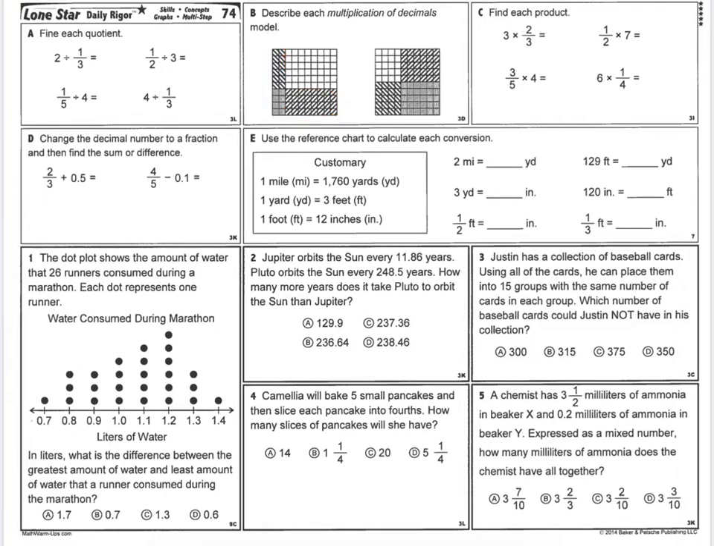And then let's look at C real quick. It says find each product. This is multiplying fractions. I'm going to do the first one. 3 times 2/3. Just like with division, you put a 1 under the whole number. All right? And then when we did the division a while ago, remember we did the keep, change, flip, and then we multiplied across. So on this, that's all I do.